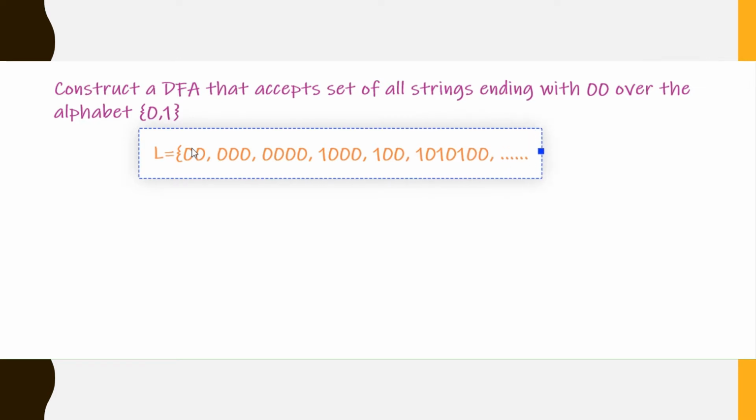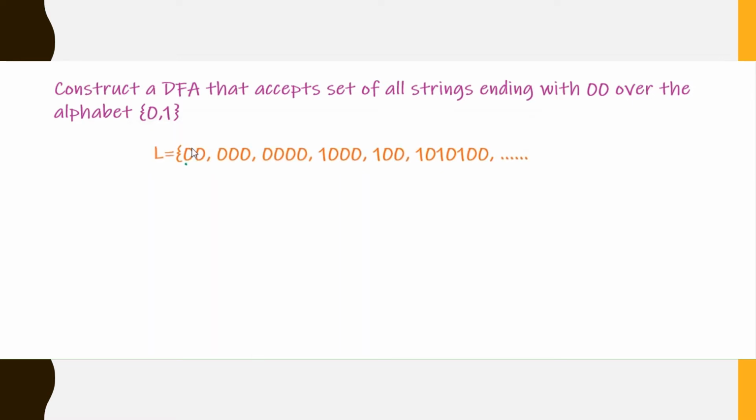One thing to note is that every string should be ending with 00. All the strings should be ending with 00. Prior to 00, I can have anything. So these are the sample strings, and we are going to construct an automaton for that.